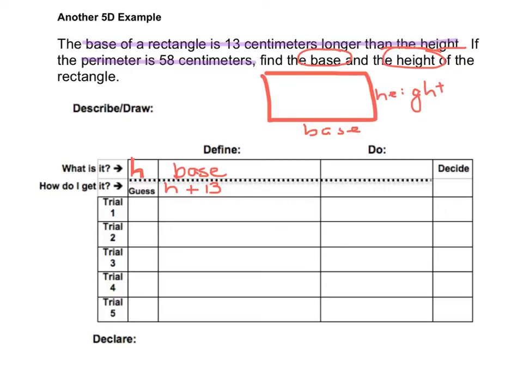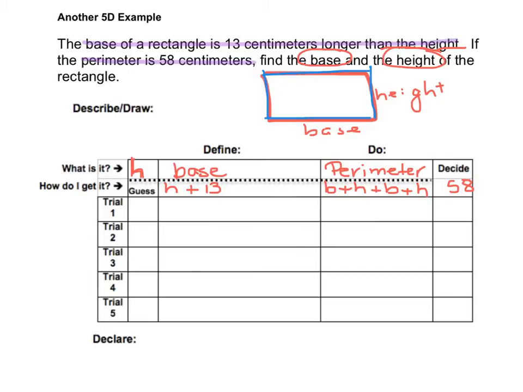And then, well, we know the perimeter is 58, so I need to figure out the perimeter. Now, how do I do that? This is the tricky part. For perimeter, I need to have the base plus the height plus the base plus the height again. So I'm going to do base plus height plus base plus the height again, and if I'm right, the perimeter should be equal to 58. Alright, so let's get started here.